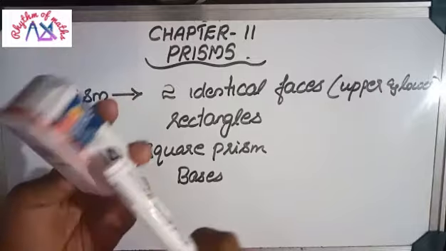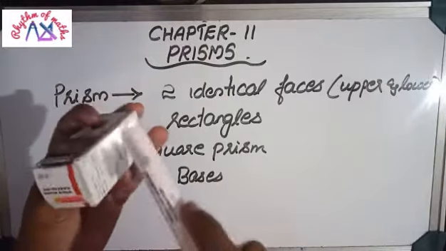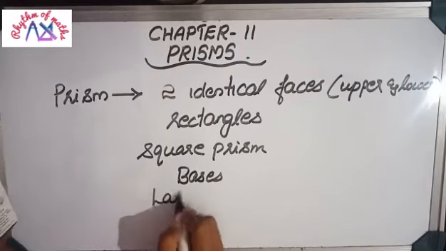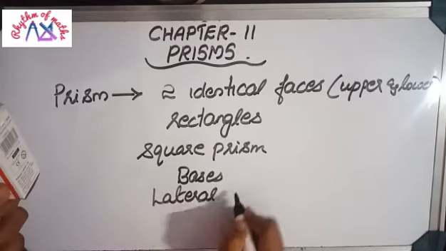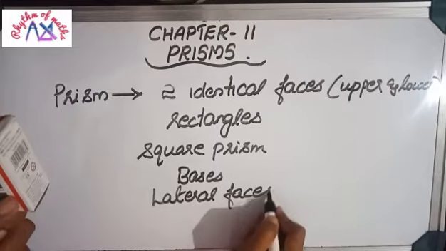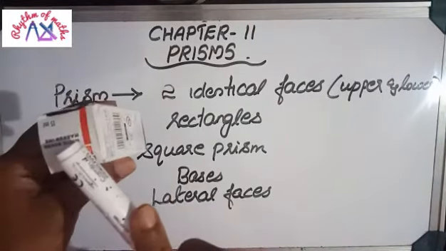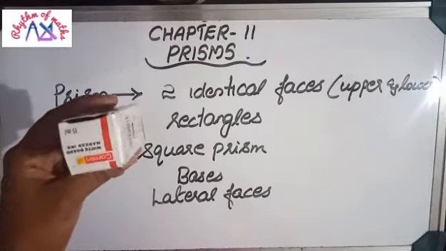Now these rectangle faces are known as lateral faces. So these two are bases. Two bases are there and lateral faces are also there.